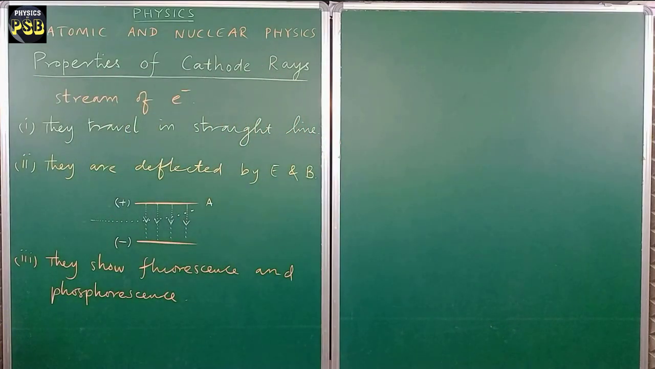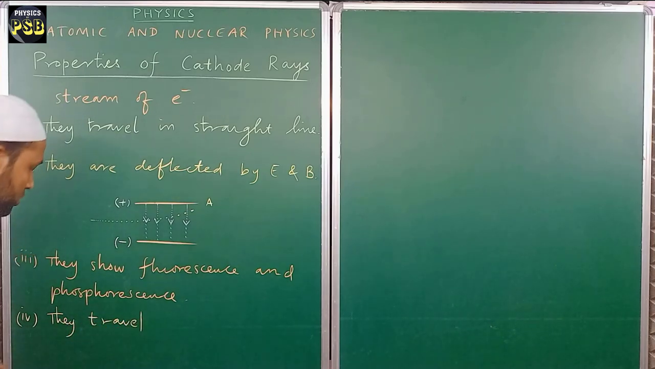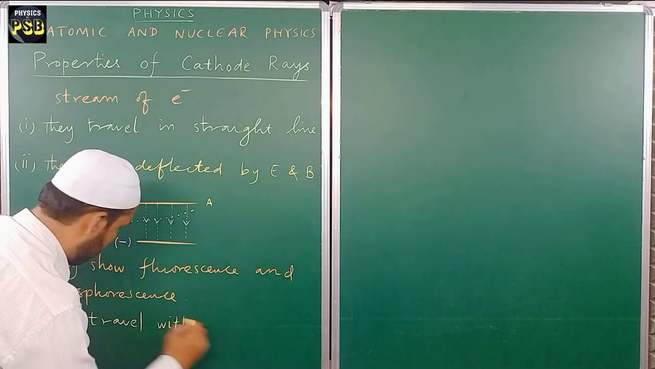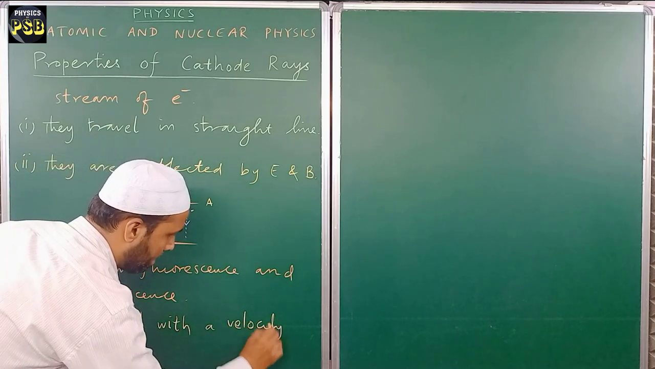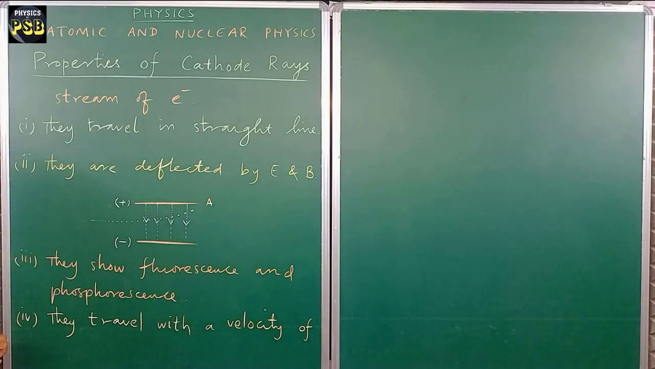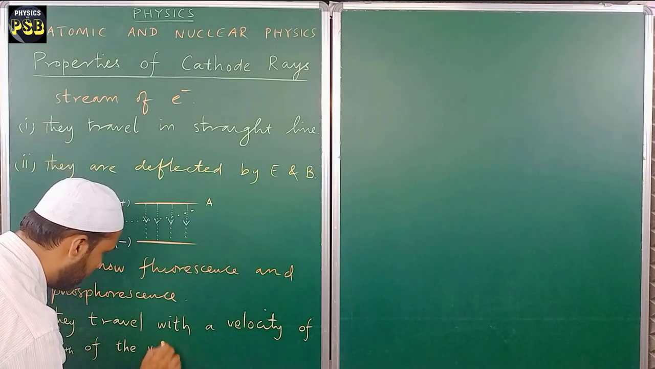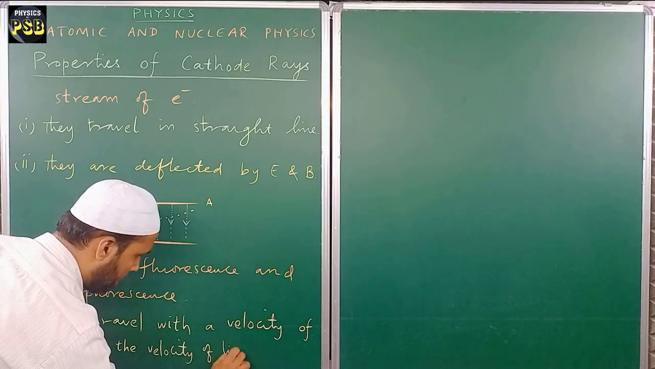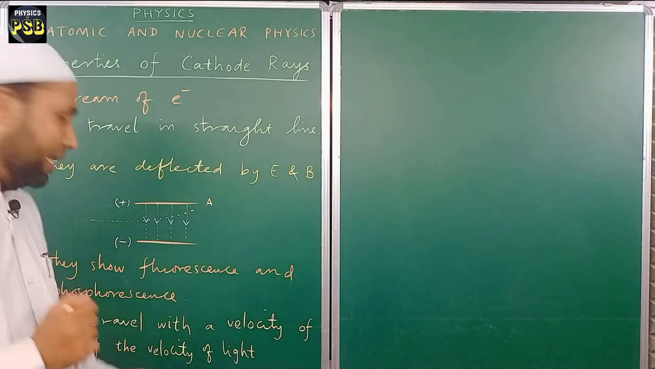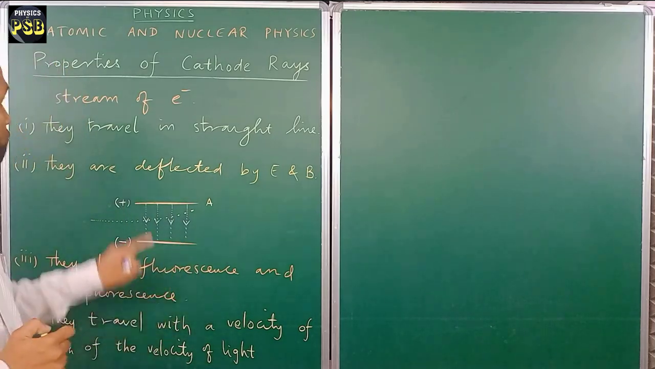So, what other properties will we see? Now, it is found that cathode ray travels with a velocity of one tenth of the speed of light. That means if you divide the velocity of light by 10, you will get the velocity of cathode ray.